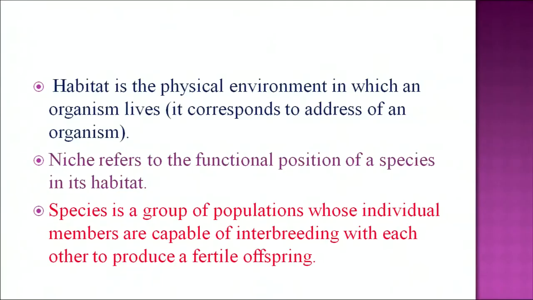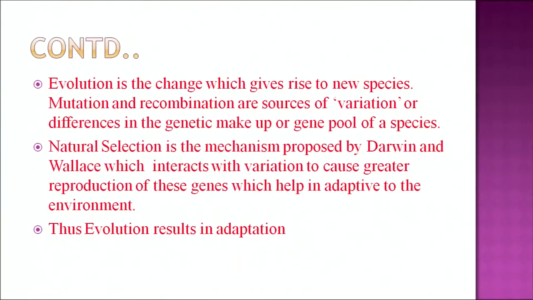Habitat is the physical environment in which an organism lives. It corresponds to the address of an organism. Niche refers to the functional position of a species in its habitat. A species is a group of populations whose individual members are capable of interbreeding with each other to produce fertile offspring. Evolution is the change which gives rise to new species. Mutation and recombination are sources of variation or differences in the genetic makeup or gene pool of a species.